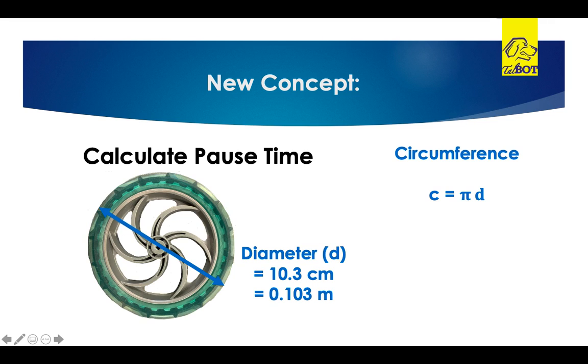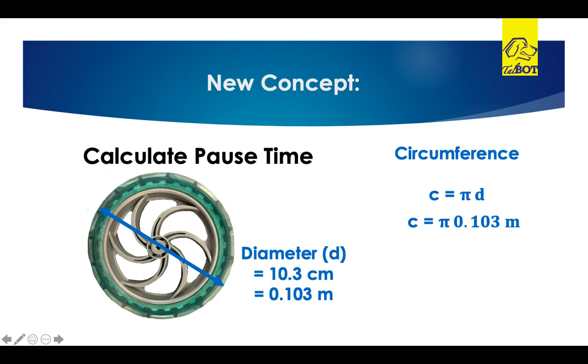In this class, and most science classes, we use the metric system, so we're going to keep with that. We need to convert everything into meters. So that's 10.3 centimeters divided by 100, which is how many centimeters are in a meter, and that gives us 0.103 meters. We're going to need that number a little bit later.